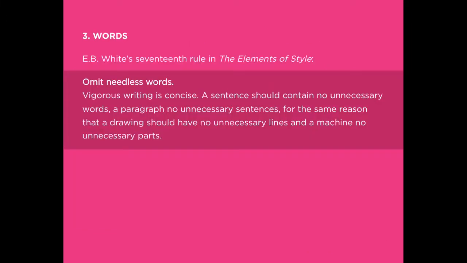Words. E.B. White's 17th rule in The Elements of Style. Who is E.B. White? E.B. White is Elwyn Brooks White, who was an American writer, and he was a longtime contributor to The New Yorker and co-author of The Elements of Style, which is an English language style guide.